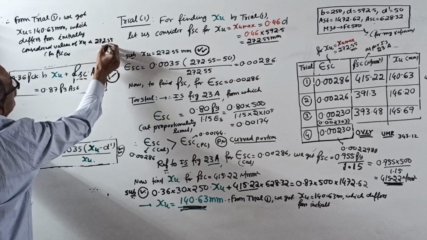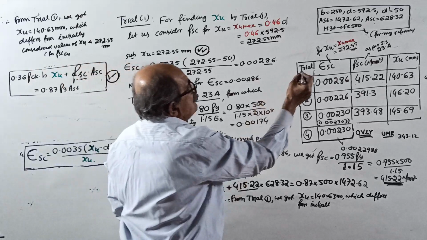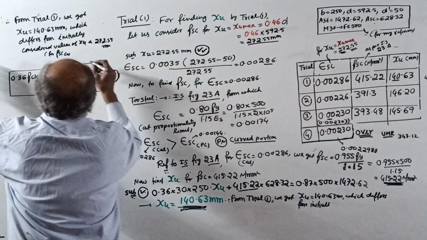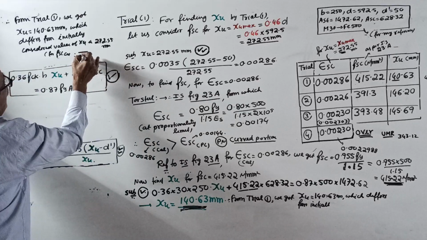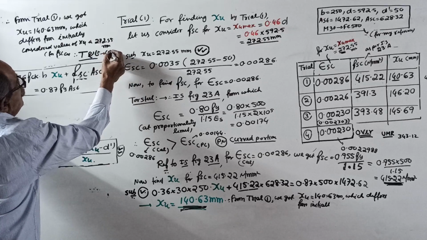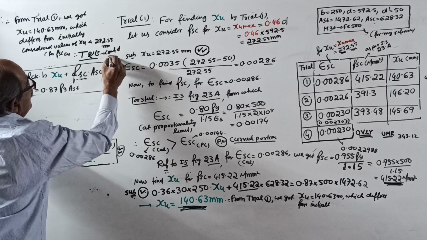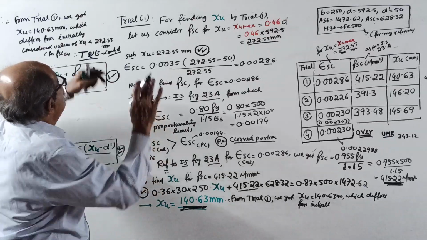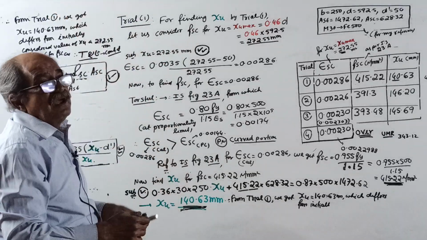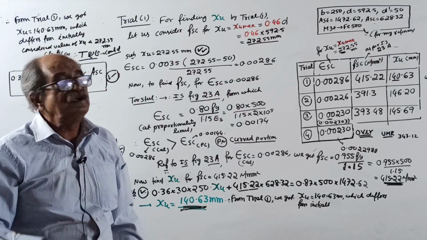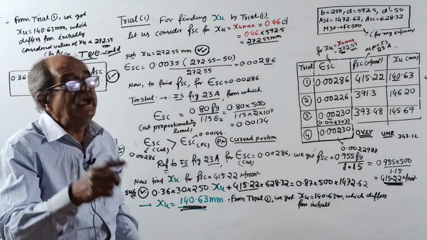272.55 millimeter. See, we started with 272.55, it came 140.63. Therefore, the trial and error method is to be continued. Okay, I will continue now. Now do one thing: I am rubbing and changing the numerical, but you should not do it. You should write everything once again.